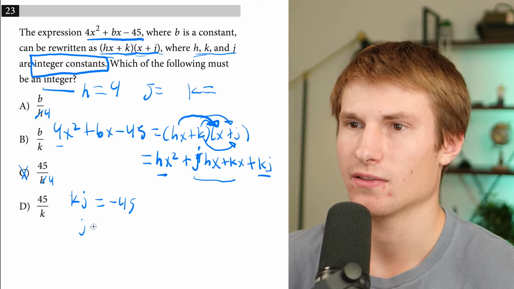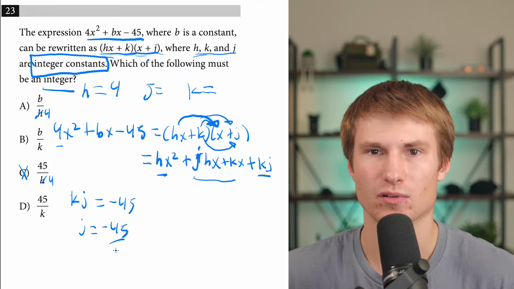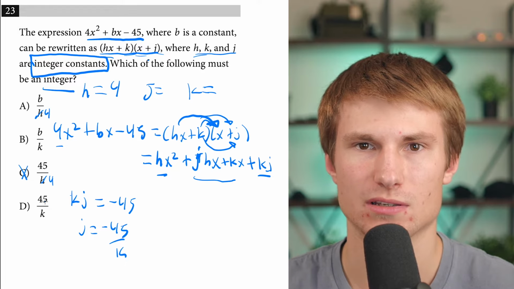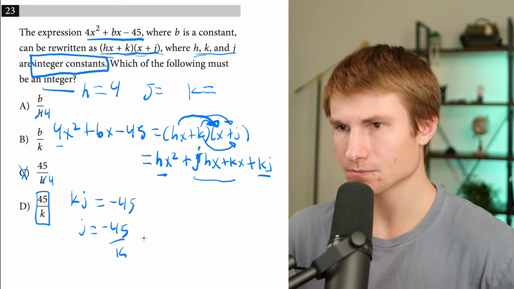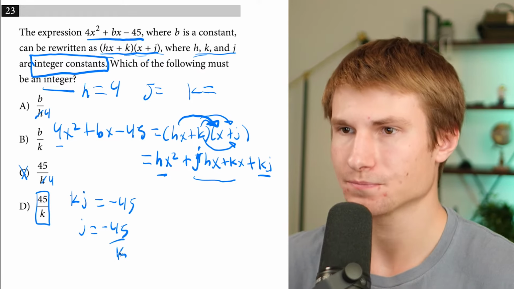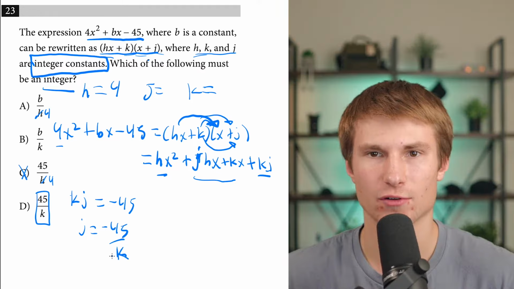Therefore, we can go ahead and find the value of j. That'd be negative 45 over k. Okay, so j is equal to negative 45 over k. We see that we've got 45 over k here. Now keep in mind that even though this is negative 45 over k, that still means that 45 over k has to be an integer.